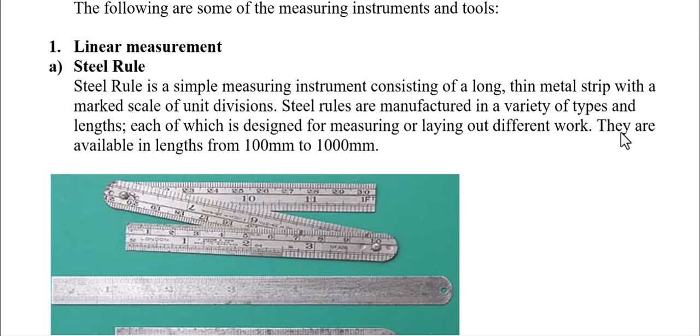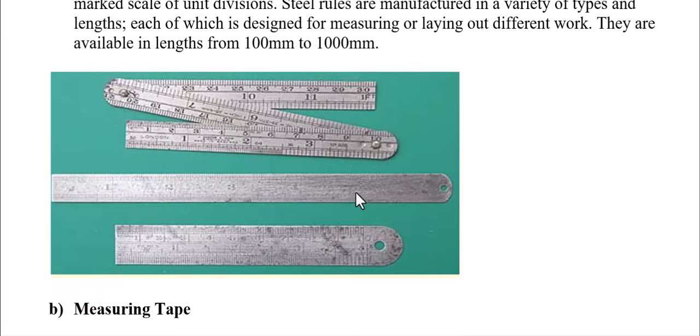Steel rulers are manufactured in a variety of types and lengths, each of which is designed for measuring or laying out different work. They are available in lengths from 100 millimeters to 1000 millimeters. This is a flat strip with markings of dimensions. You can see here 10 inches, 11 inches, and 1 foot or 12 inches. You have the measurement in millimeters as shown here.